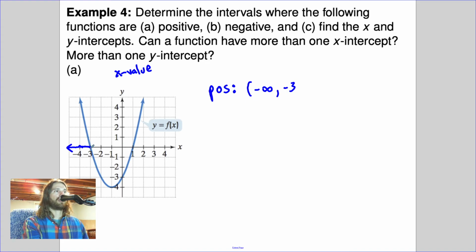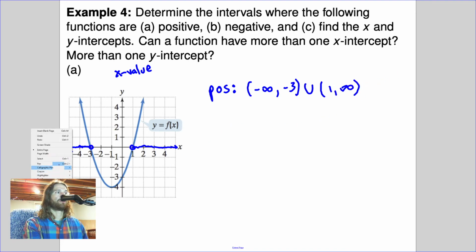From negative infinity all the way to negative 3. Now, when it crosses the x-axis, is negative 3 included in above the x-axis? No, if it's on the x-axis, it's not above the x-axis. It can't be both. So this is actually a parenthesis here. And it's also above the x-axis over here, in this direction. So there's an open circle on both ends. So we have to put our union. It's positive from negative infinity to negative 3, and it's also positive from 1 up to infinity.